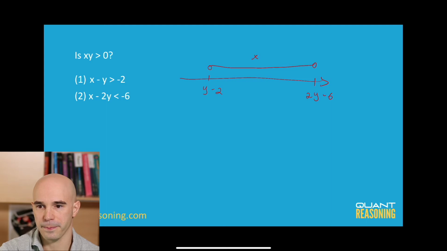Okay. Now, I'm thinking when I look at 2y minus 6, that's double of y minus 3.